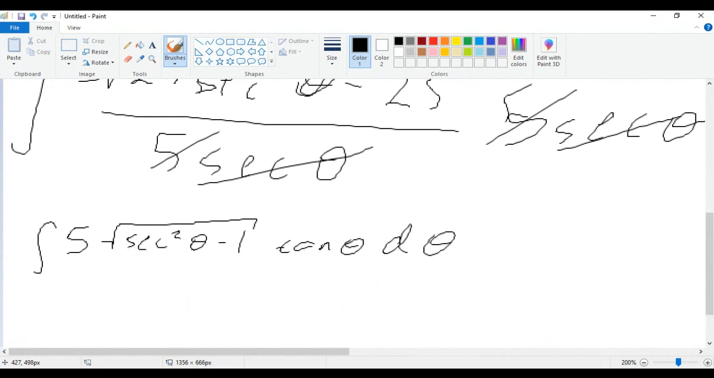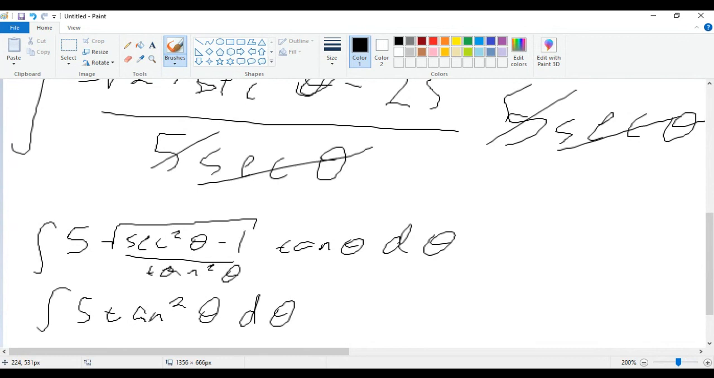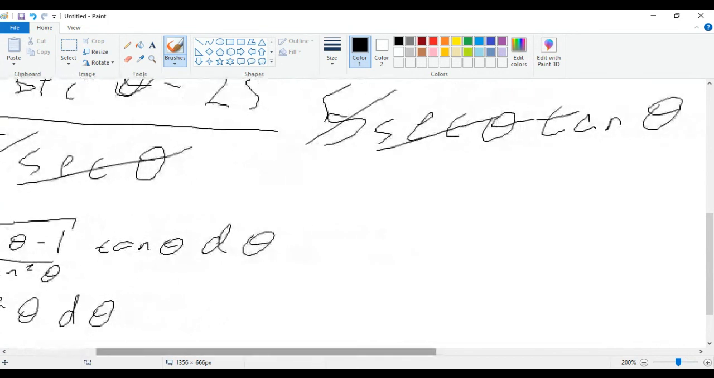Secant squared theta minus 1 is tangent squared theta. Just to explain my past steps a bit: I took the square root of tangent squared theta and got tangent theta. Then 5 tangent theta times tangent theta gives us 5 tangent squared theta. To integrate tangent squared theta, I'm going to pull out my 5 and say that tangent squared theta is equal to secant squared theta minus 1.